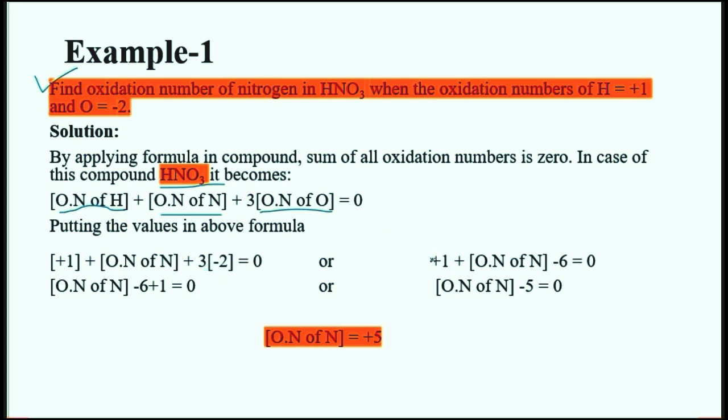So we will write +1 plus the oxidation number of nitrogen, minus 6. This 2 multiplied by 3 is equal to 6, right? So it is equal to 0. To make it short, the oxidation number of nitrogen is equal to -6 plus 1 is equal to 0. So the oxidation number of nitrogen minus 5 is equal to 0. So the oxidation number of nitrogen is equal to +5.